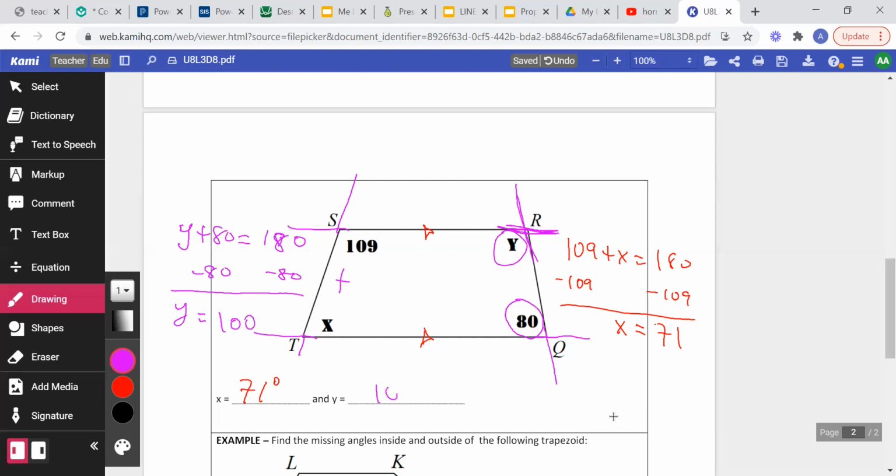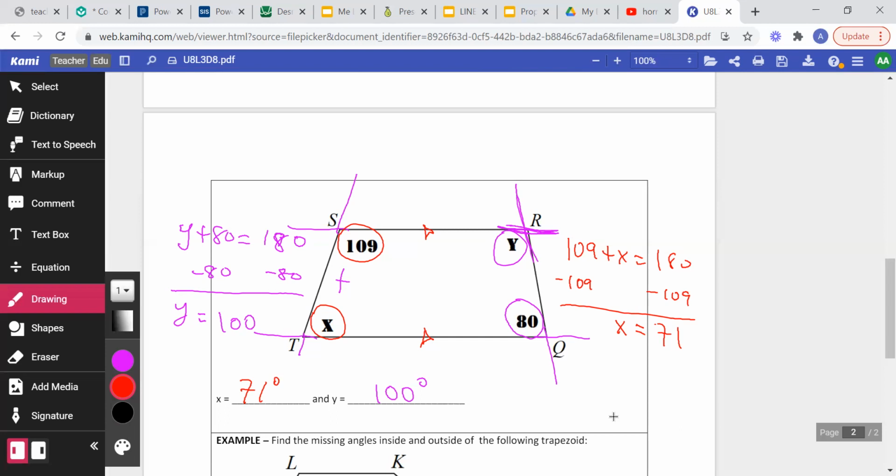Yes, Avalon. Why don't you just do 180 minus 109 or 180 minus 80 instead of doing the long way? What did you do? Since you know you have to have 180 minus the other number to get your answer, I just subtract them from each other, instead of doing the long way around.